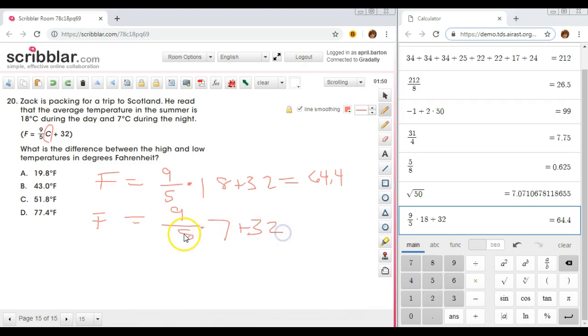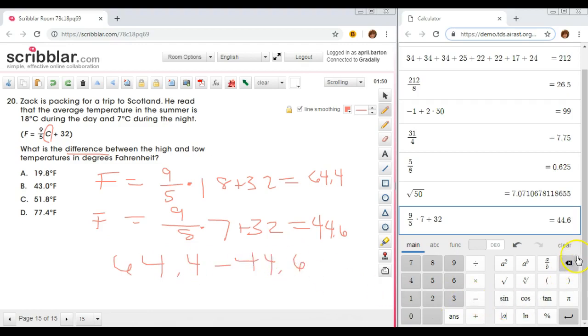Now we plug in the 7 degrees. You can either retype the whole thing, or you can click in the box and delete the 18 with the backspace button. Type the 7, and now we get 44.6. Then there is the keyword, what is the difference? Difference is a fancy way of saying subtract the two numbers. What is the amount in between?